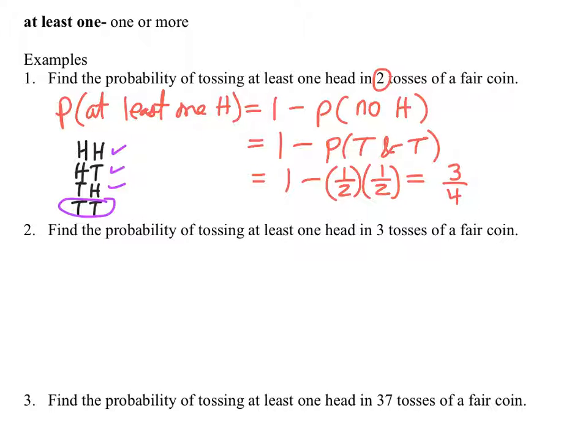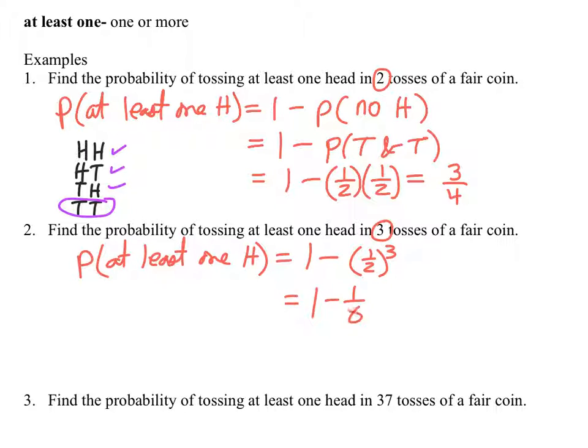Same structure for the next one. Probability of at least one heads. This time 3 tosses. So 1 minus what? 1/2 cubed. So 1 minus 1/8 is going to give me 7/8.